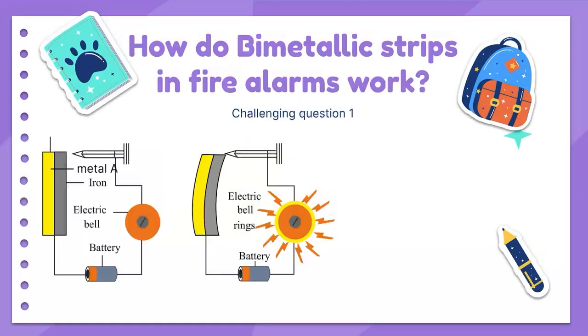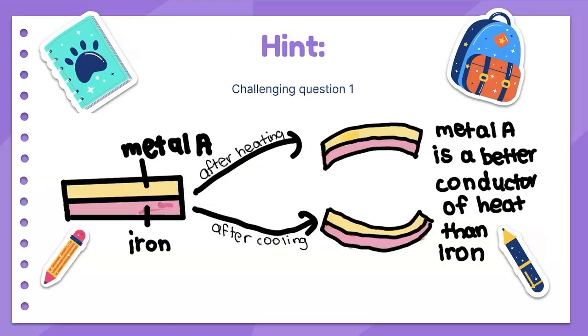Here is a more challenging question for you guys. How do bimetallic strips in fire alarms work? The bimetallic strip is the one in yellow and gray in the diagram below, and here's a diagram of a fire alarm. Here's a hint. Have you taken a look at the hint? If so, do pause the video and work out your answer on a piece of paper.